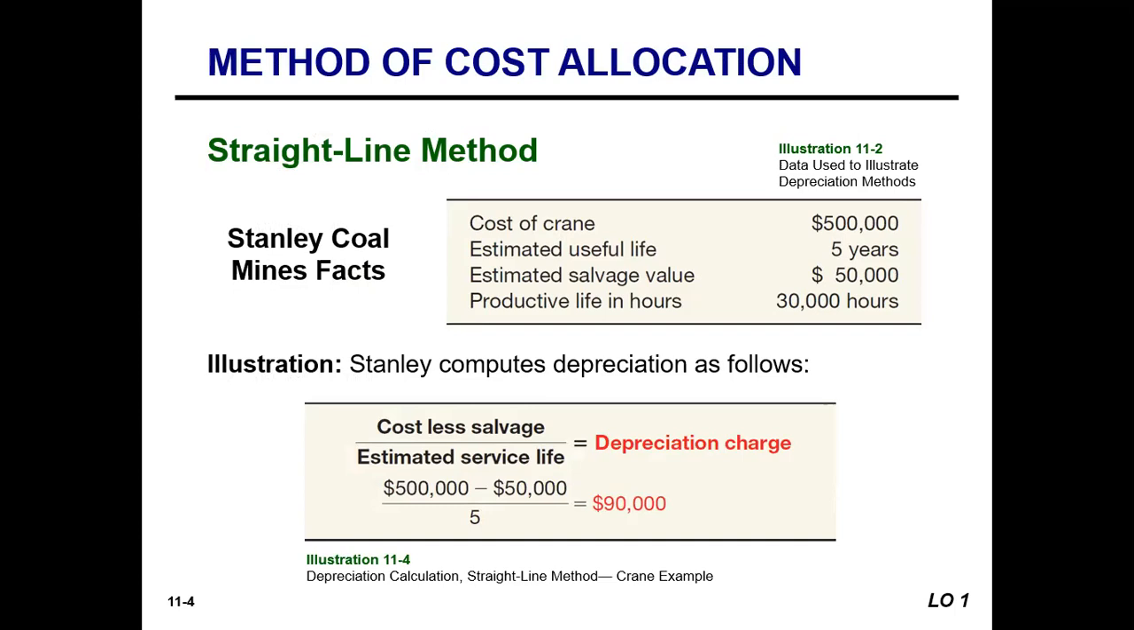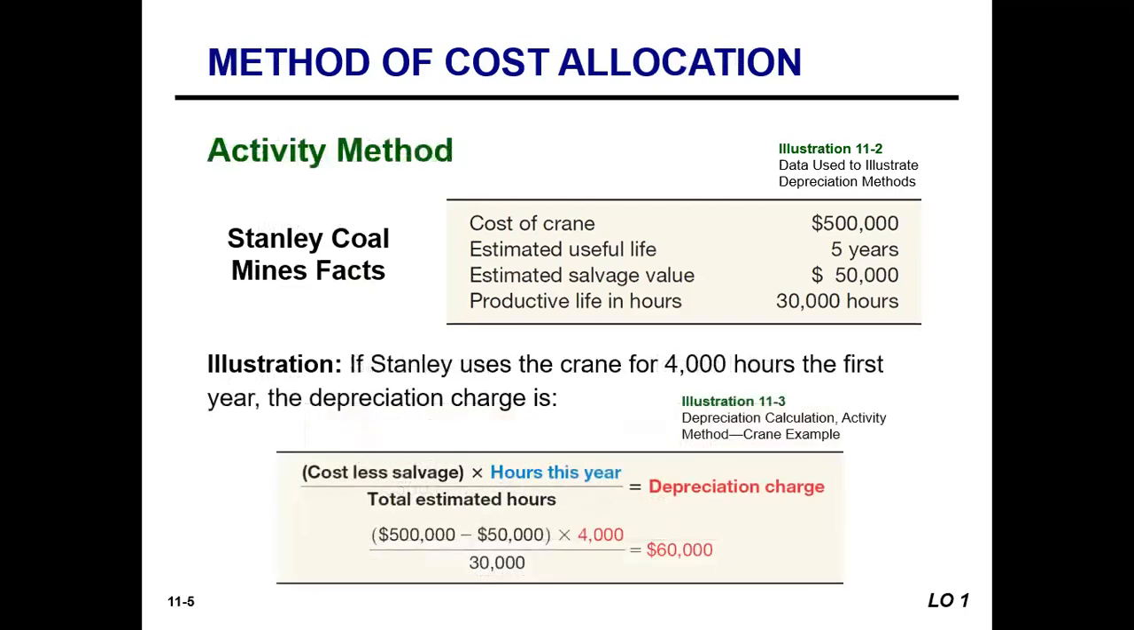So for the straight line method, we're going to use the 5 years, but as we'll see, like with the units of production or the activity method, we would use the 30,000 hours as the denominator, as the bottom number. But if we plug our numbers in here, we end up with basically 450,000 divided by 5. So we're going to depreciate 90,000 per year on this asset.